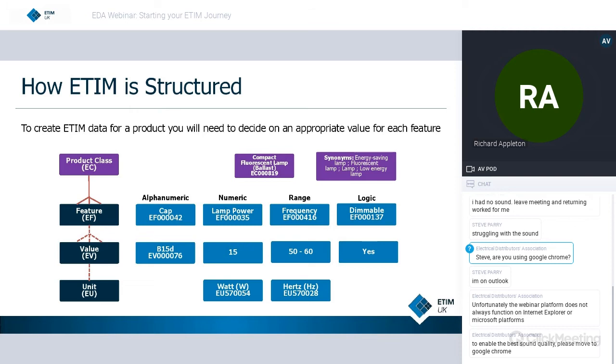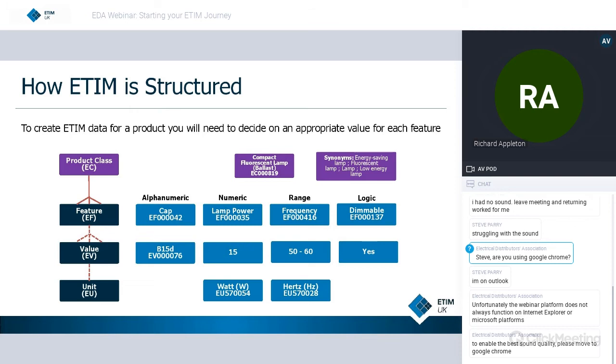So to complete your ETIM data, you will need to assign a value to each of the features relevant to the type of product that you're dealing with. So looking on the slide now, you'll see that features actually fall into 4 different types. And we've got an example here of each type.